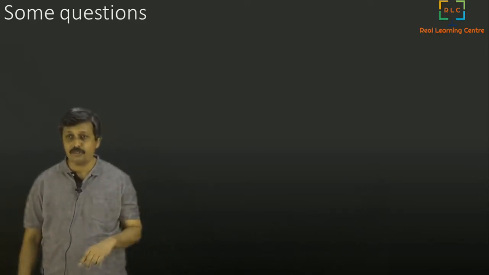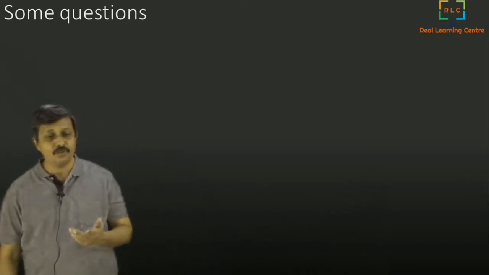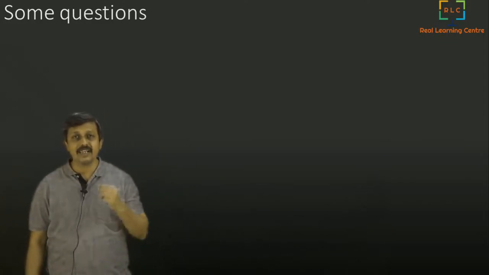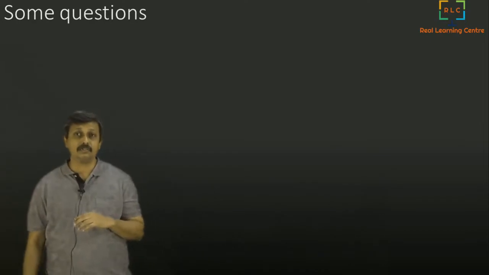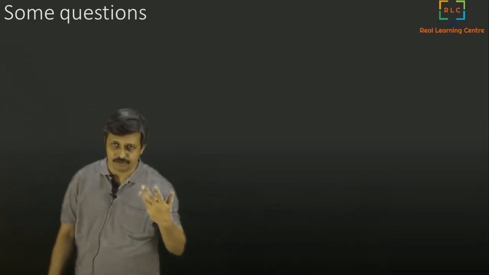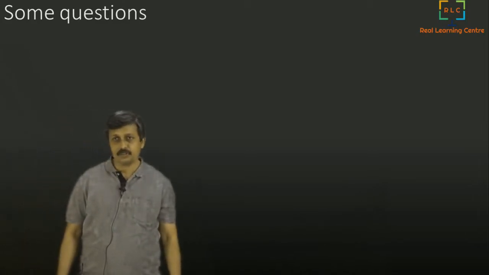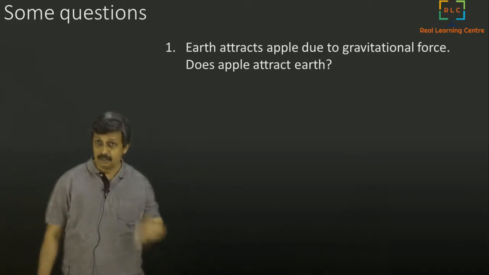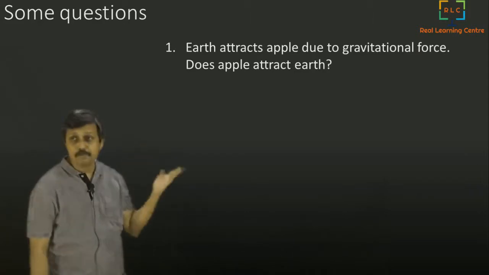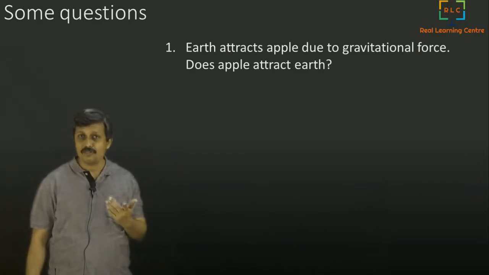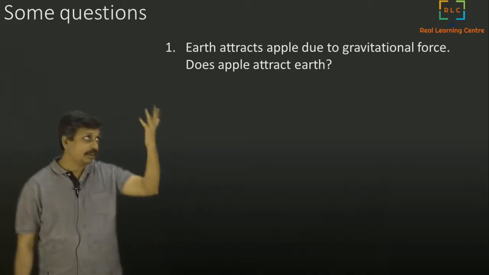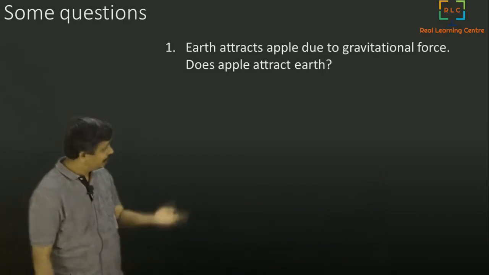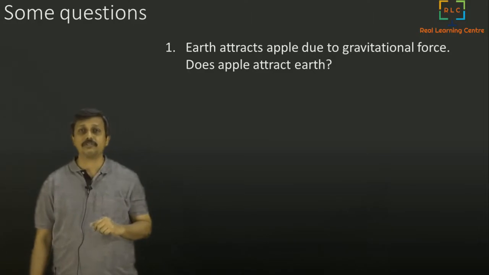Before we get into the universal law of gravitation, we are going to ask a few questions, and these questions are quite important because they will create a certain understanding as you start thinking about them. The first question is: Earth attracts people, rather not just people, Earth attracts an apple. Due to gravitational force, as Newton saw the apple dropping and talked about gravitational force. Earth attracts the apple due to gravitational force. Does the apple attract Earth?